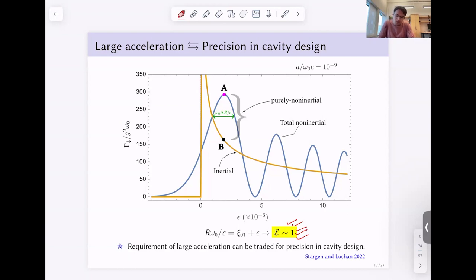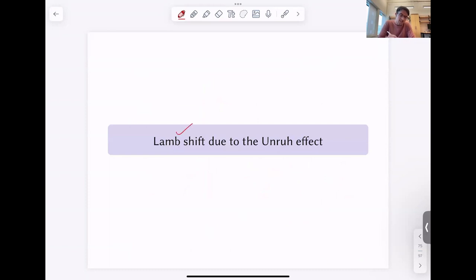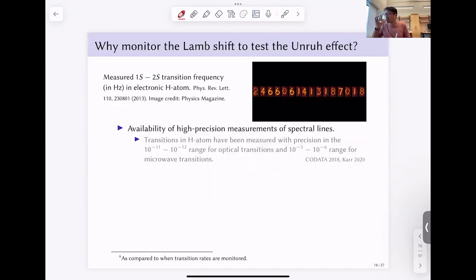Now I'll argue that you can do much better than this by instead studying the Lamb shift due to the Unruh effect inside the cylindrical cavity. There are at least two facts that motivate us to monitor the Lamb shift to detect the Unruh effect. The first one is that, due to sustained experimental activity around atomic spectroscopy, we have very high precision measurements of spectral lines available. For example, on top, the number you see is the experimentally determined transition frequency of the 1S-2S transition in the electronic hydrogen atom.